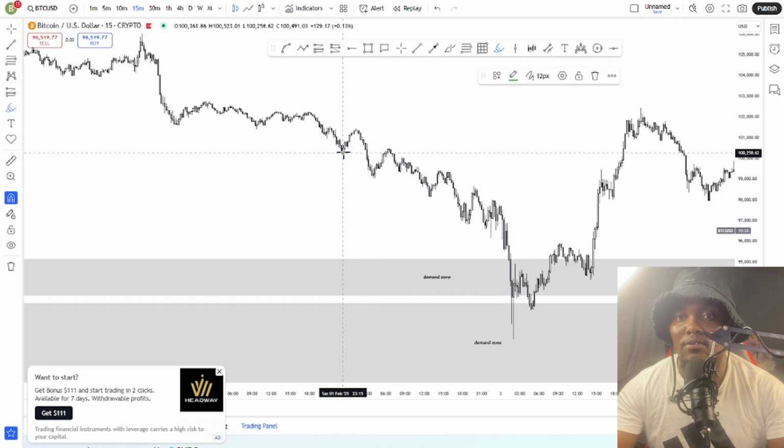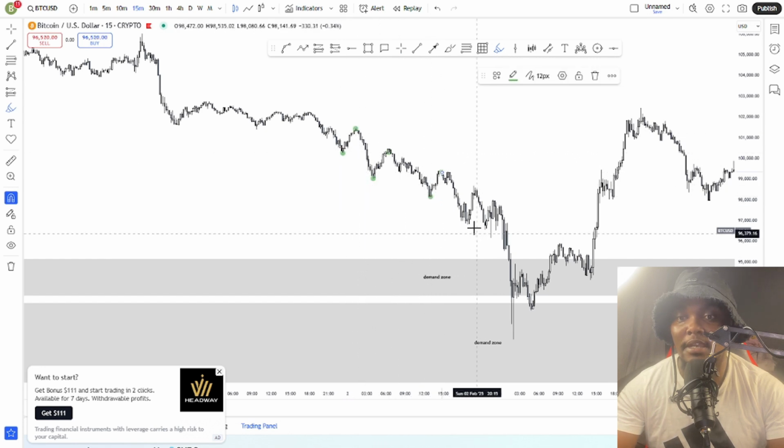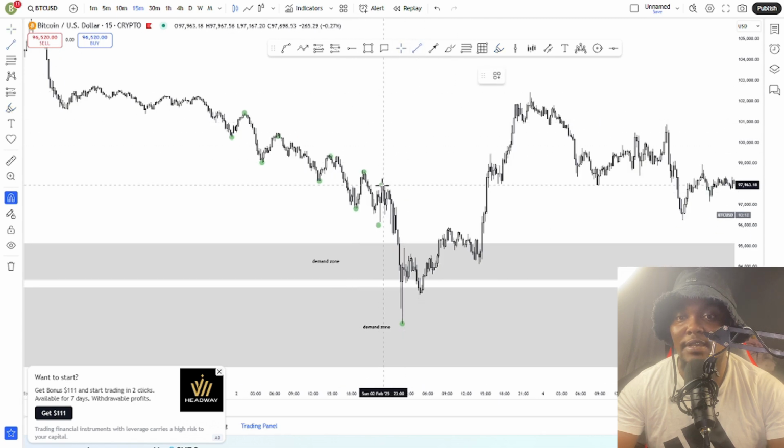So we had this low, lower high, lower low, lower high, lower low, lower high, lower low, lower high, lower low, lower high. Then we had this lower low tapping into an area of value. Then this is your internal change of character within that point.